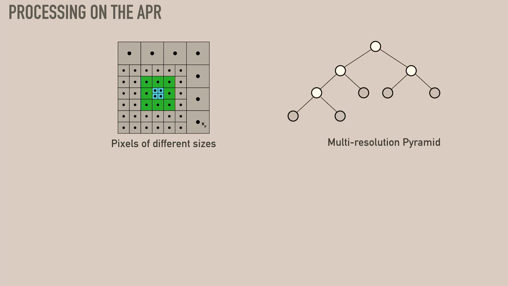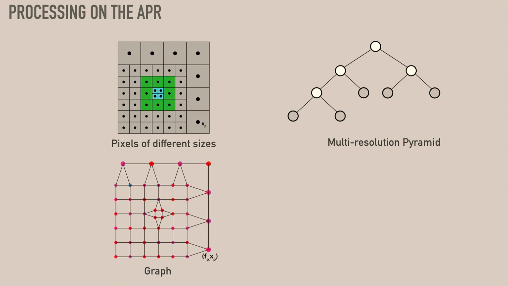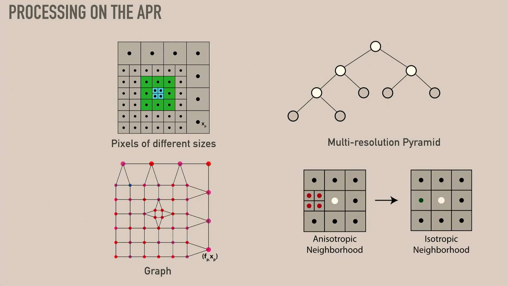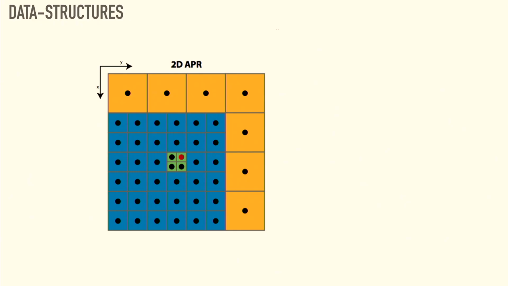To go deeper into processing on the APR, you can think of it as pixels of different sizes or volumes. Alternatively, it has a multi-resolution pyramid, where you can think of it as a truncated tree where you're just storing things at the leaves. It also naturally has a graph representation, so if your algorithm works over a graph, you could do it there. And finally, if your algorithm requires a local isotropic patch, you can also easily do this on the fly. And so in terms of data structures, what do you require here?